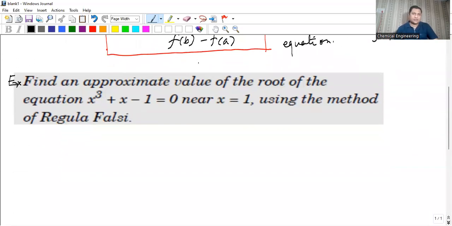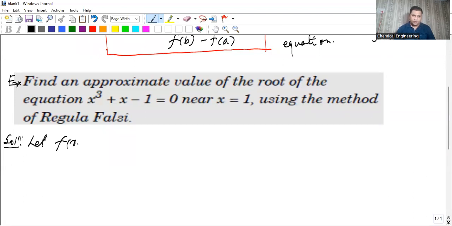So let us try. The hint given to us is that the root is near 1. So it is either between 0 and 1 or between 1 and 2, which we still have to find out. So let's go for the solution.